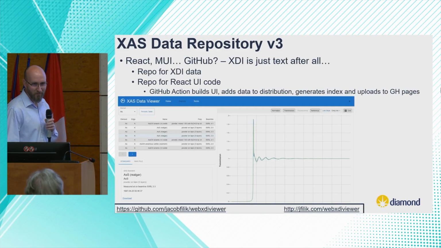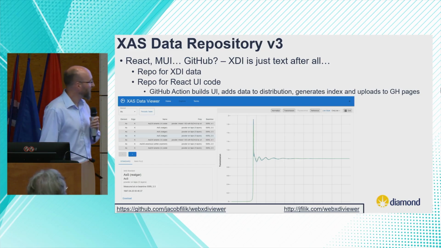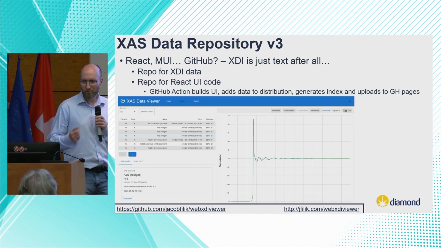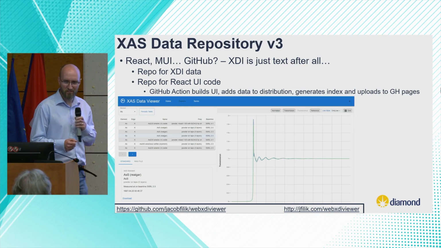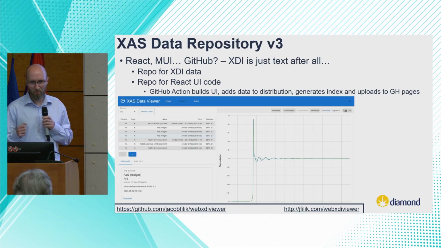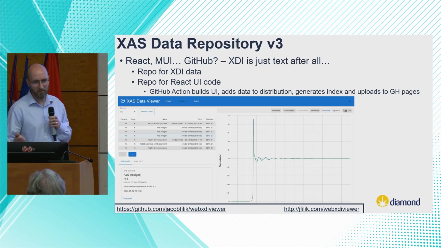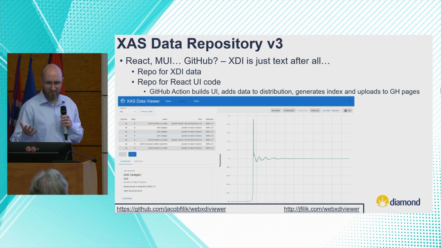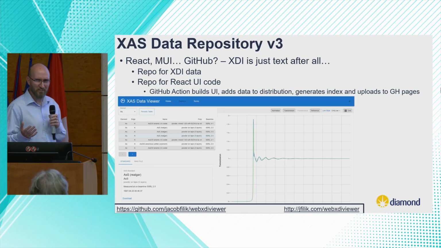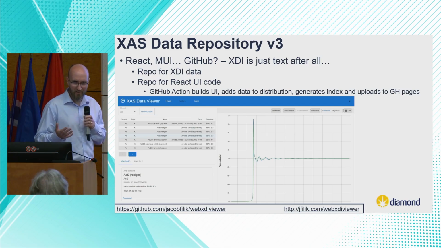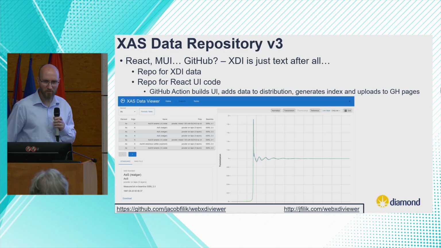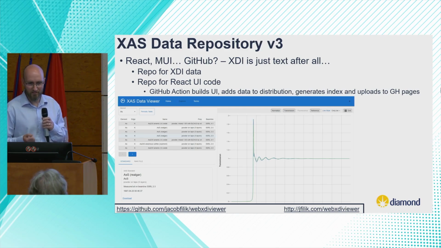So instead of doing a big full stack deployment, if we just make a repo and put the XDI data in it, and make a repo and put the UI in it, we can use a GitHub Action to build the UI, copy the XDIs into the distribution folder of the static app, run a quick Python script over it to generate an index, and upload all of that to GitHub Pages. Then we've just got a static system that functions in exactly the same way as our full stack deployment that we had to use on Kubernetes. We had to maintain and back up a database and the persistent volume that holds the data as well. But this is considerably cheaper.